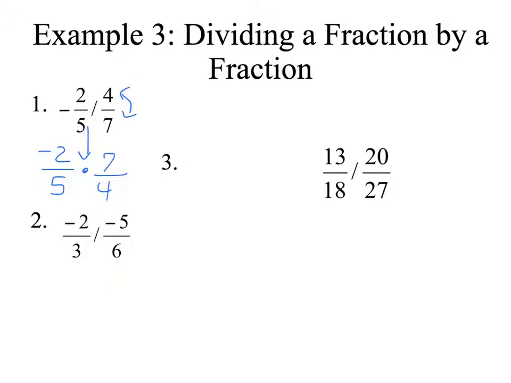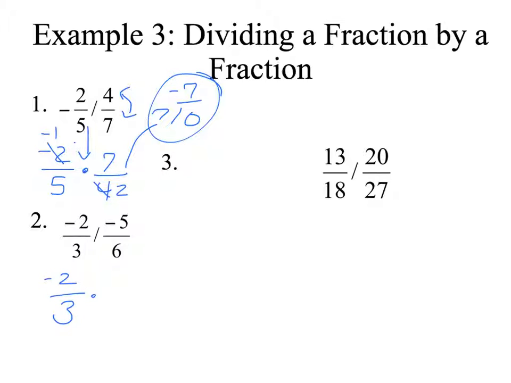Cross cancel, because now we're just multiplying like we did in the last example. This is going to become negative 1. That's going to become 2. And I end up with negative 7 over 10 as my final answer. So the only extra piece from the last example is remembering to change it to multiplication and flip that second fraction. So negative 2 over 3 times negative 6 over 5.